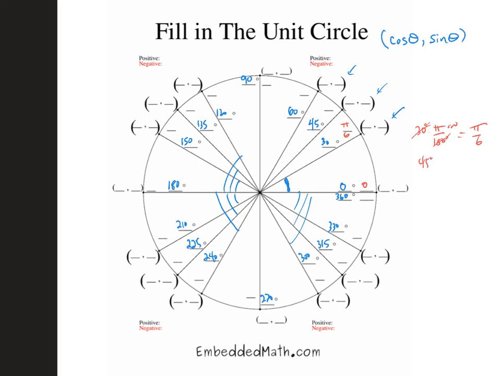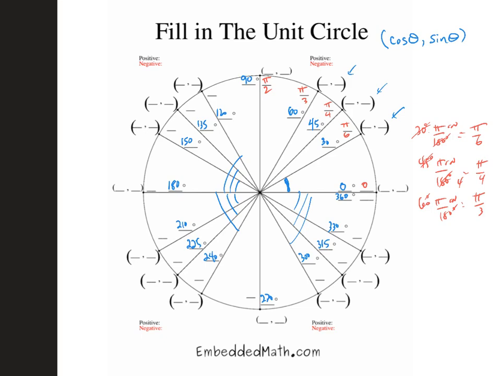The 45-degree angle, same idea. 45 goes into 180 4 times, so that's pi over 4. And then the 60-degree angle would be pi over 3. 90 degrees would be pi over 2. And what I'd like you to do now is to pause the video and go ahead and convert the rest of the radians all the way around the circle.